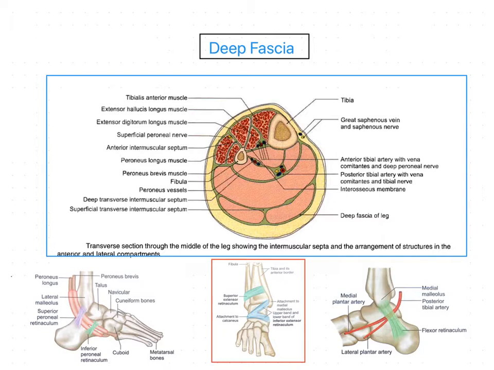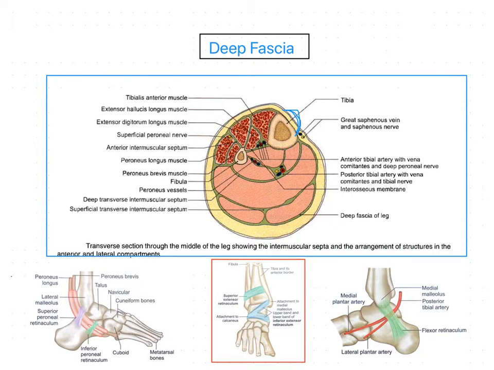So, in the leg, the tibia and fibula are partly subcutaneous, the most notable being the medial surface of the tibia. That means the medial surface of the tibia is subcutaneous. And also the malleoli, that is the medial and lateral malleoli. Over these subcutaneous areas, the deep fascia is replaced by periosteum.